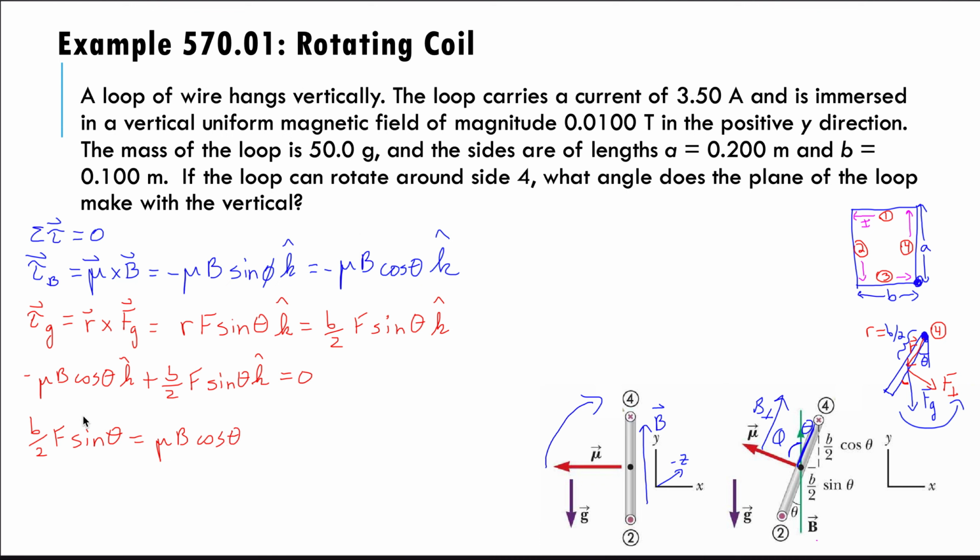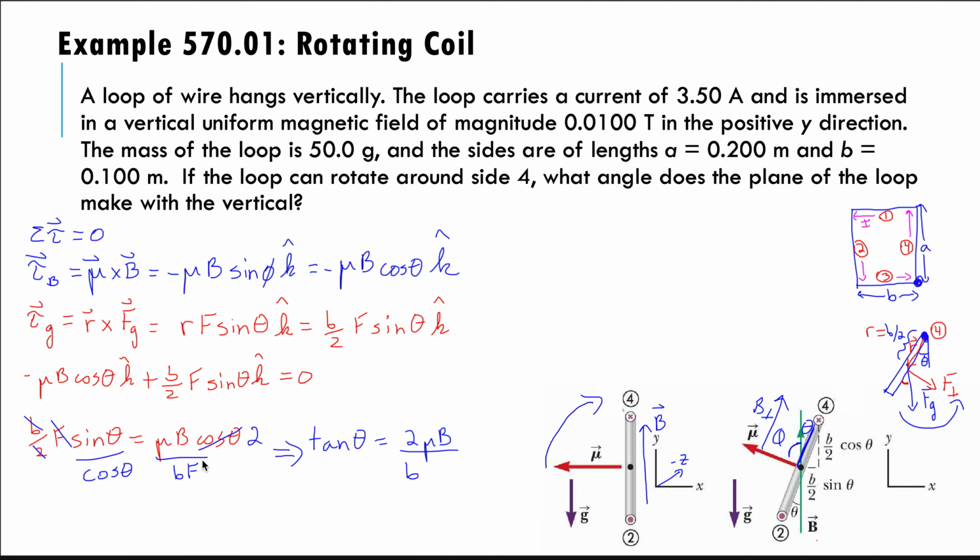Now we can go ahead and divide by f here, divide by b, and multiply by 2. So divide by b and f, multiply by 2. Let's divide by cosine of theta to bring that over here. So that's going to give us sine of theta over cosine of theta, which is tangent of theta, is equal to 2 mu b over little b f.